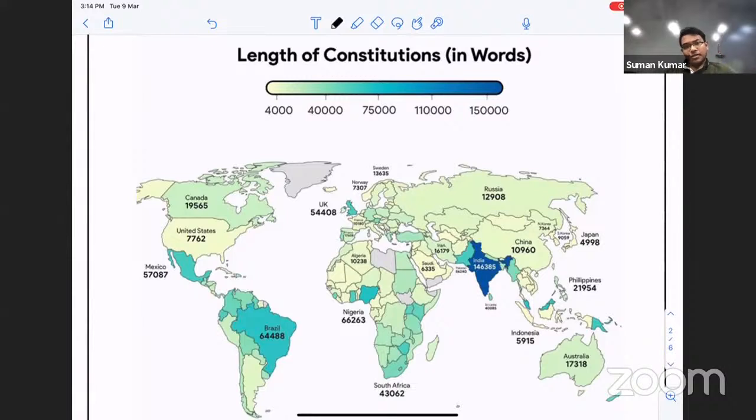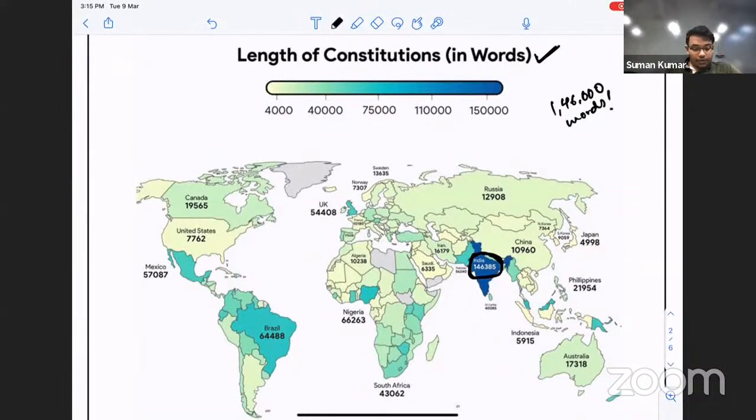If you map out the length of constitutions in words for different countries in the world, this is an interesting map that I came across. Are you able to see that India has the lengthiest constitution in words? That award goes to India, with a word count of approximately 1,46,000 words.